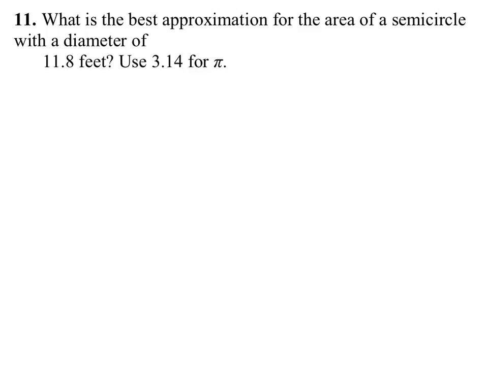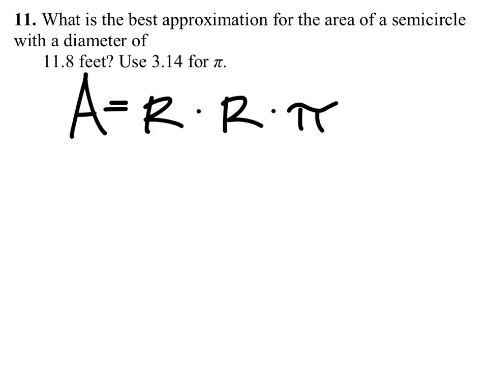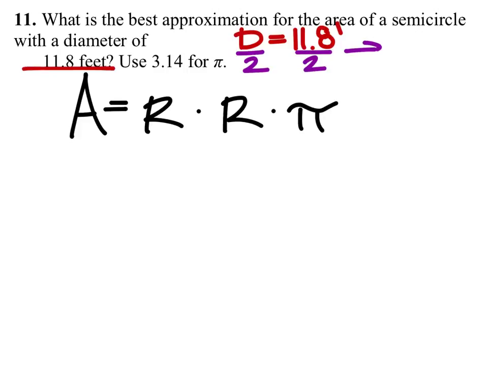Number 11 here is more of a review. What is the best approximation for the area of a semicircle with a diameter of 11.8 feet? Just looking back, this should have been from Unit 7. The area of a circle is where we take the radius, multiplied by the radius, then we multiply it by pi. For this example, I'm actually going to use the button pi instead of 3.14, so we may get slightly different answers. What they gave us, though, was the diameter of 11.8 feet. To find the radius, I'm just going to divide this by 2, which will give me the radius at 5.9 feet.